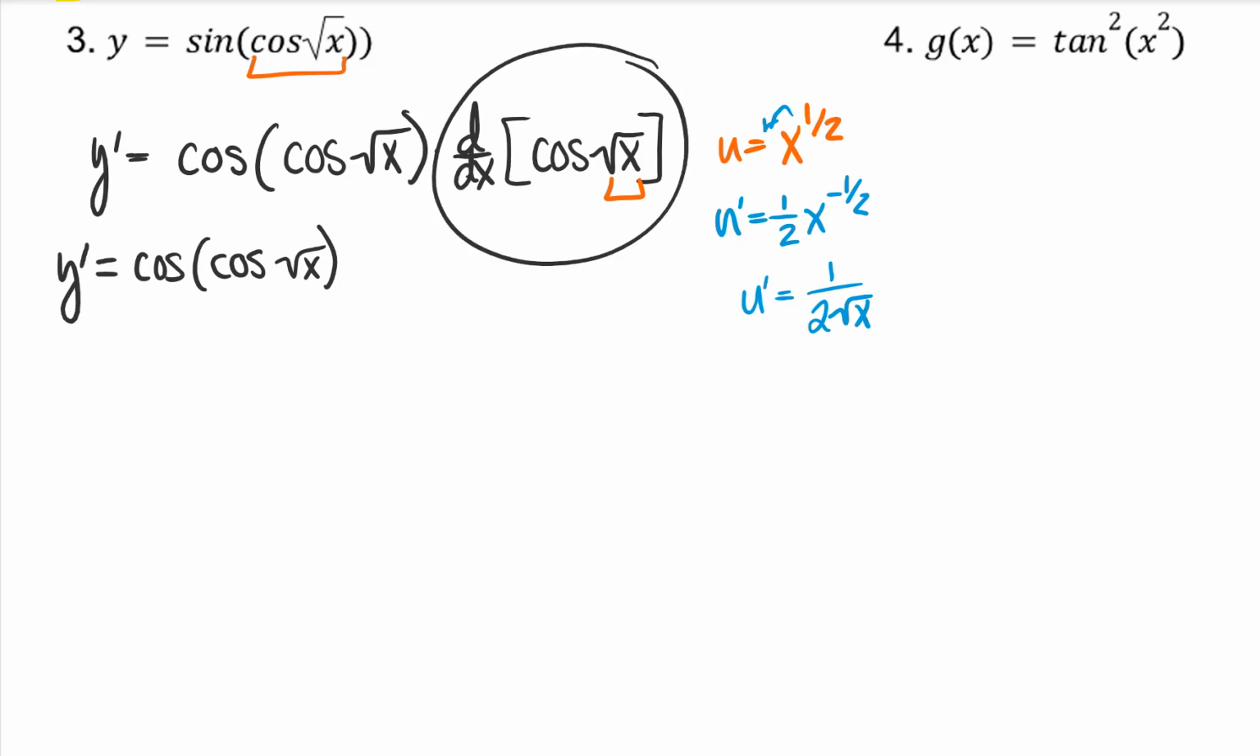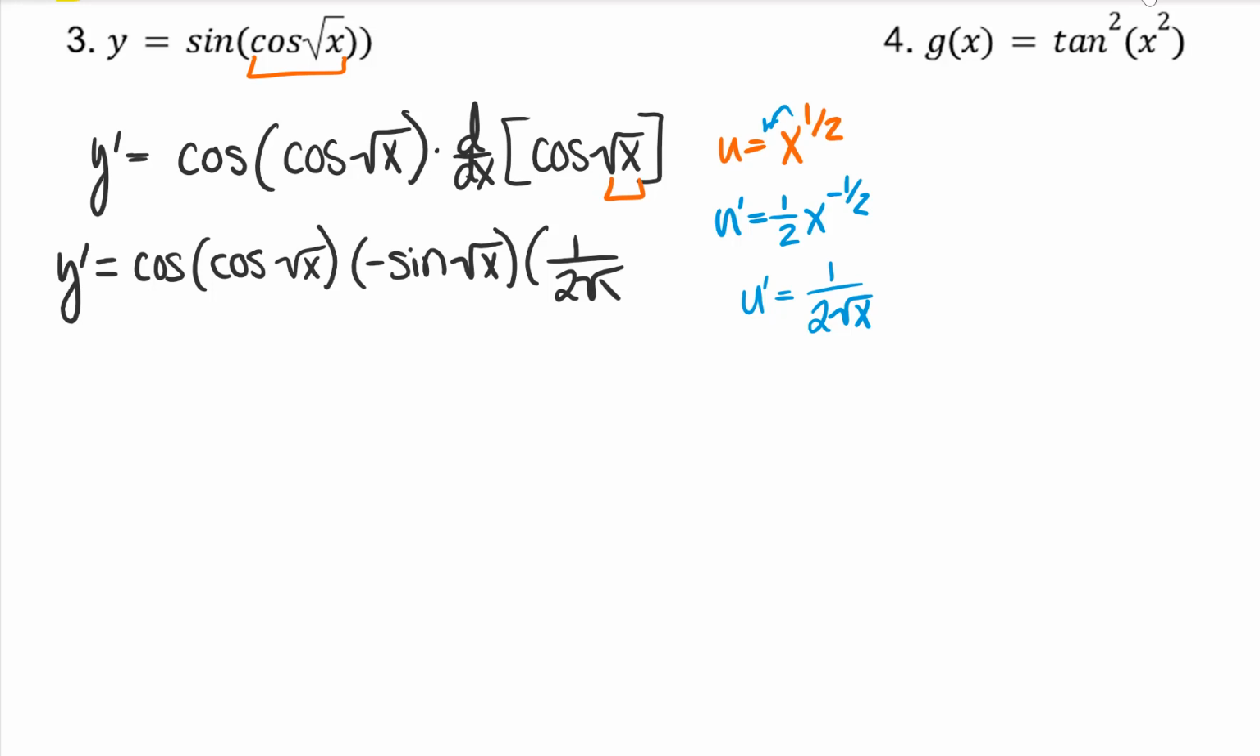The derivative of cosine of root x is negative sine u prime. Negative sine u, which is root x, times u prime, 1 over 2 root x. That's our answer. We're just going to clean it up a little bit by bringing this negative 1 over 2 root x in the front.